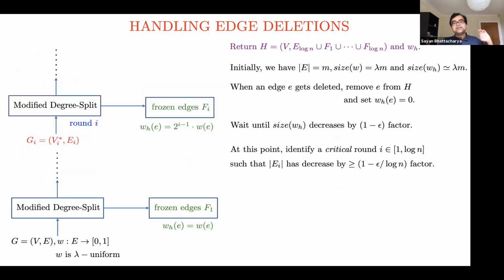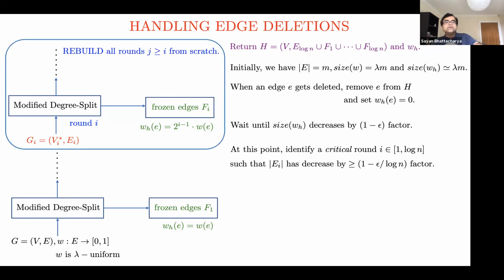At that point, by a simple counting argument, we can identify a critical round I from 1 to log n such that the input to that round, the set of edges input to that round, this is E_I, their size has dropped by at least a 1 minus epsilon over log n factor. And this is a counting argument. It just says if our output fractional matching has dropped sufficiently, there must be one round where the input E_I has shrunk sufficiently. So we identify that critical round I. And now we just rebuild all the rounds j greater than or equal to I, all the rounds from I and above, from scratch.